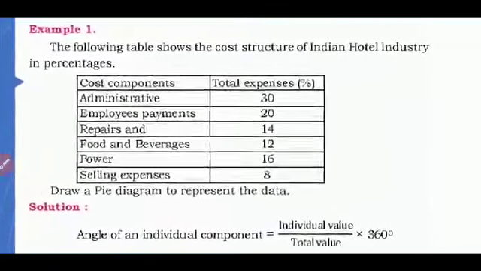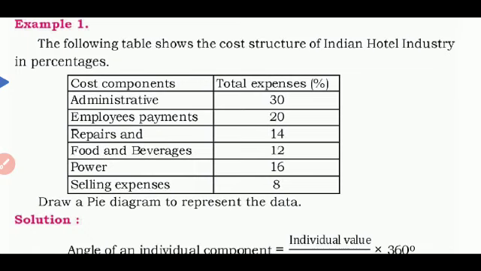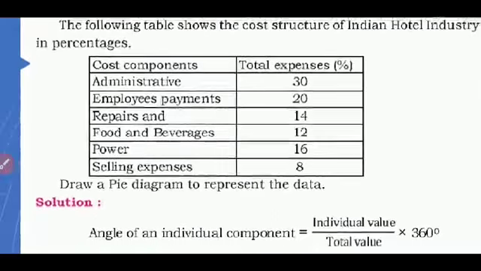Now, what is the example here? The following table shows the cost structure of the Indian hotel industry in percentage. See, percentage means always the total is going to be 100. So first, what they have given: cost components, total expenses in percentage. Administrative, it is 30. Employees payments, it is 20. Repairs, 14. Food and beverages, 12. Power, 16. Selling expenses, 8. Draw a pie diagram to represent the data.